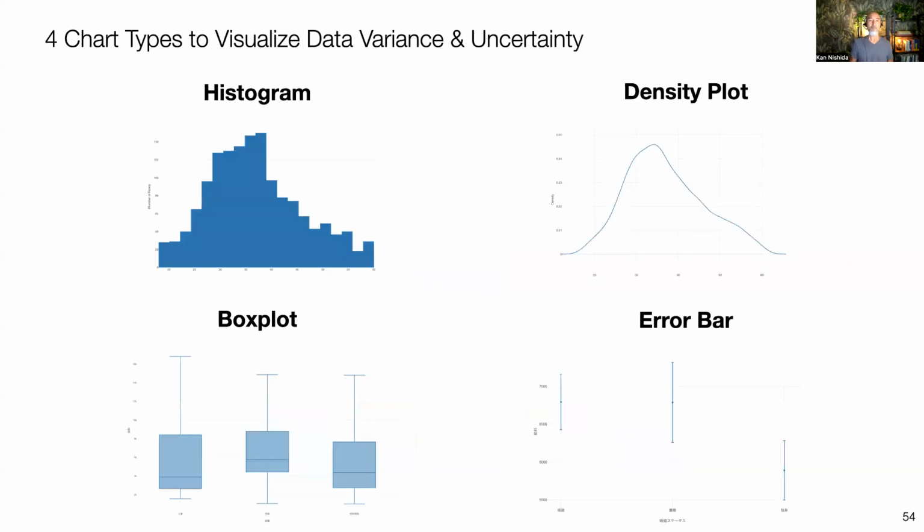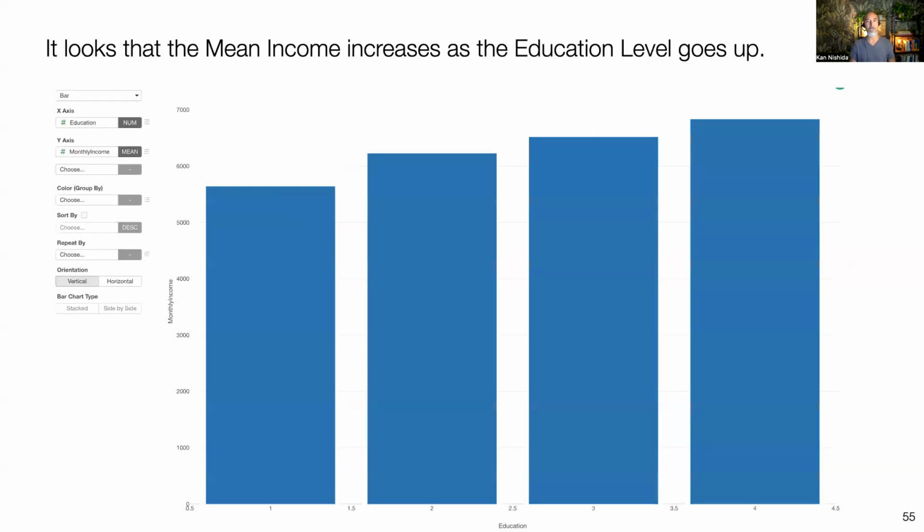So to help you understand better, for this type of data and for any data, use particular types of charts to visualize the data variance and also uncertainty. So histogram, density plot, box plot, error bar, and I'm sure there are other types of charts as well, but I think these are very easy to start with. I'm not saying you have to use all these charts, but this is a starting point. Any chart is fine based on your needs.